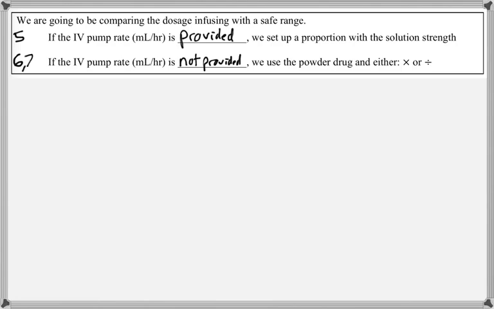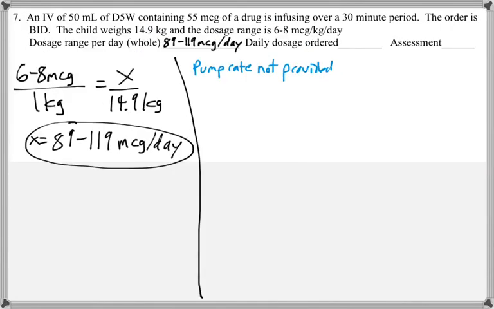So we need to find the powder drug and decide whether or not to multiply or divide. So the powder drug is the 55 mcg. So again, this is coming from the solution strength of 55 mcg over 50 mLs. And in every other chapter in this course, we always use these together as the strength in the proportion. But for this chapter, we just take the powder drug part of it, and we want to use that.